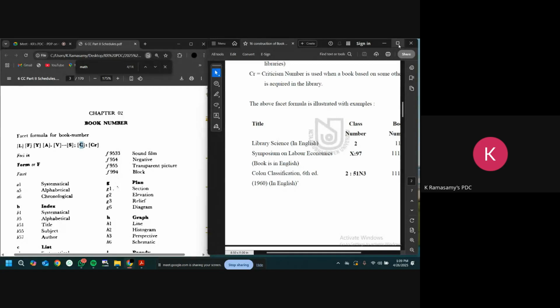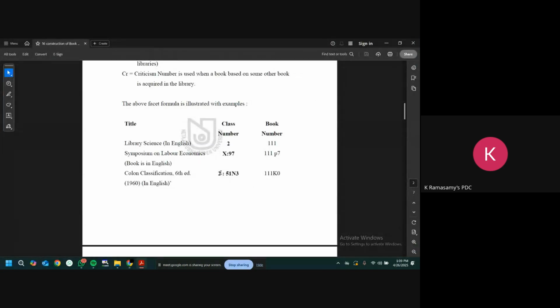For example, I'll give a small example for book numbers. You can see here, a library science book in English. So what is the number for library science? 2. Okay. But in English, you see, for example, in your library every book is in Tamil, only one book is in English. How to differentiate this book? Class number will be 2. Book number can be 1, 1, 1. So after writing the class number, you can give a space and write 1, 1, 1 as the book number.